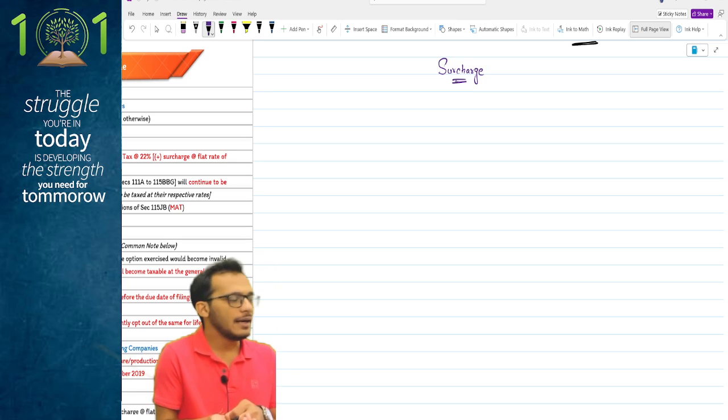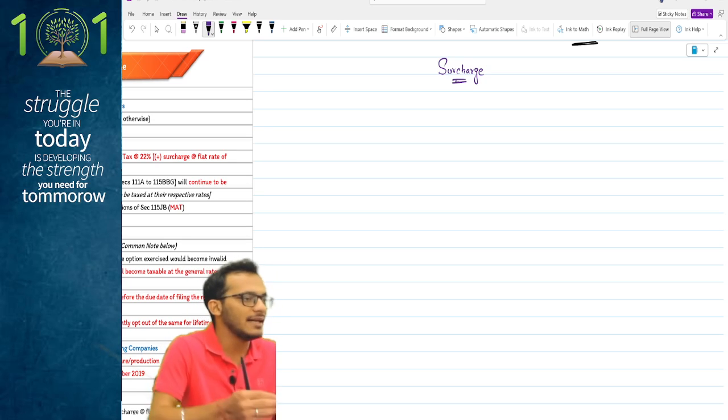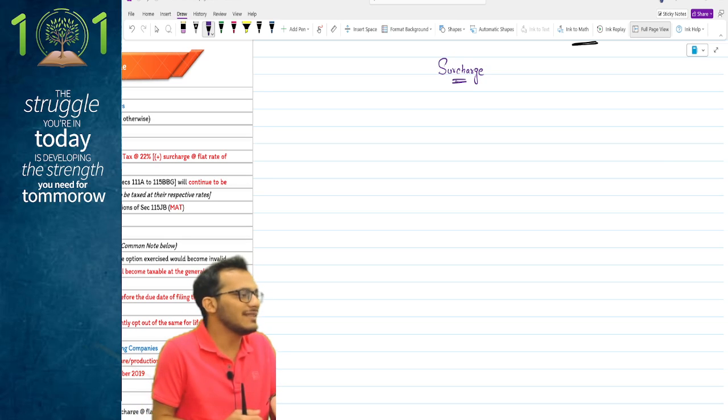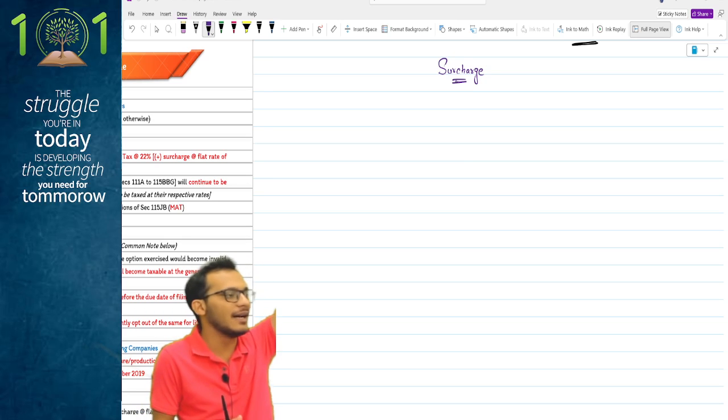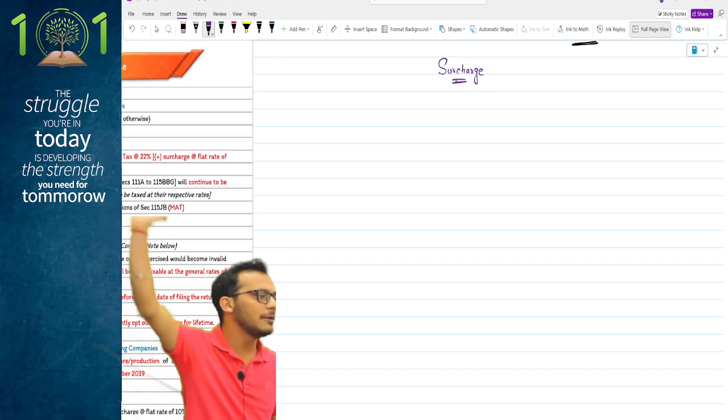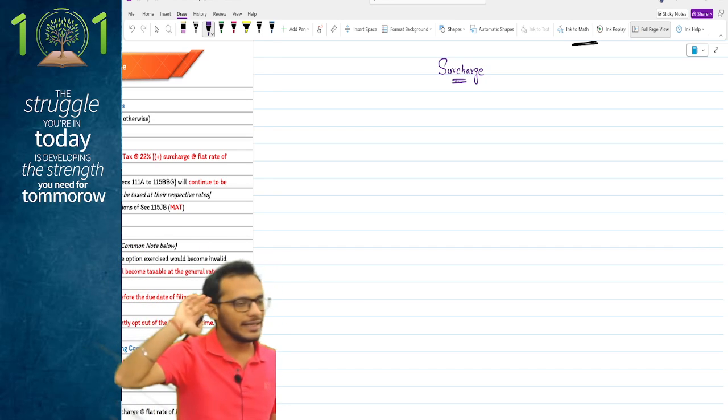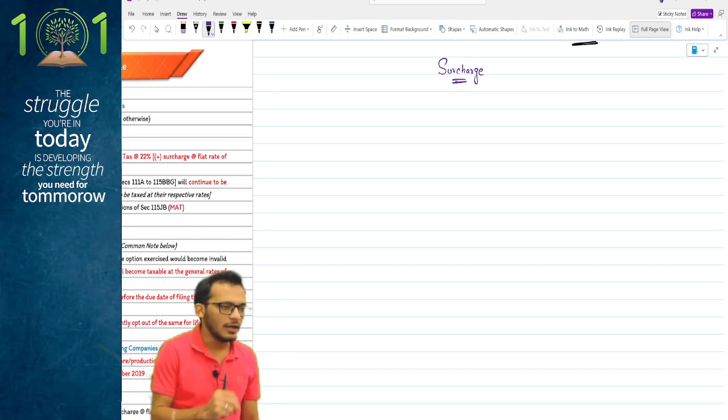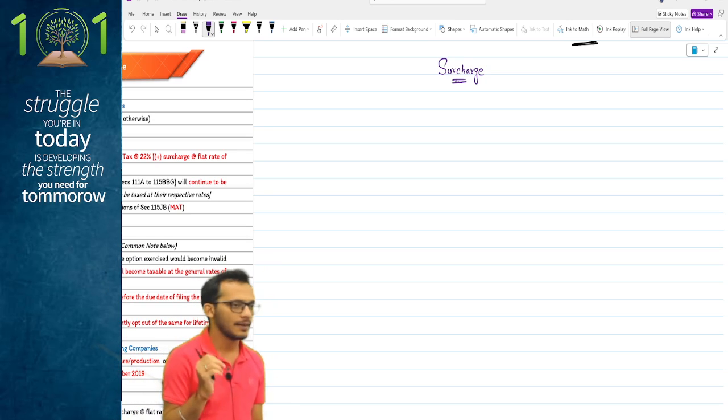So whatever is put in the Finance Act, they will split it off. To the extent of the tax rates, they will be constitutionally made valid by 265. To the extent of surcharge, they will be made constitutionally valid by 271. Clear enough? It is not there in your syllabus, people, but I'm just clarifying it to you.